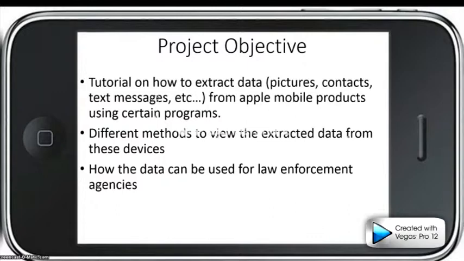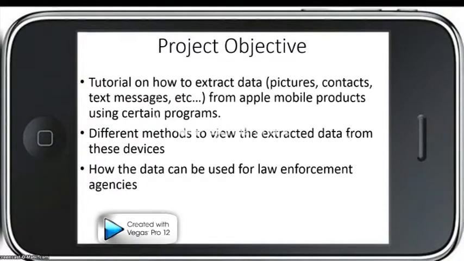There are three main objectives in this presentation. First main objective is a tutorial on how to extract data, such as pictures, contacts, text messages, etc., from Apple mobile products using certain programs. Second objective, different methods to view the extracted data from those devices. Third objective, how the data can be used for law enforcement agencies.